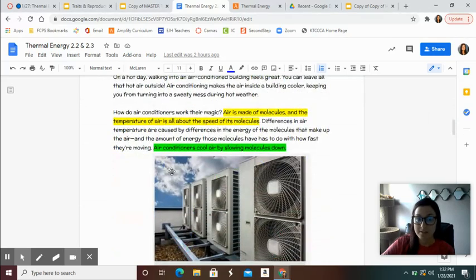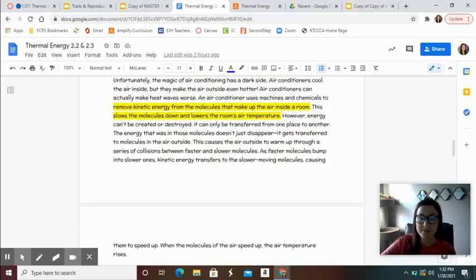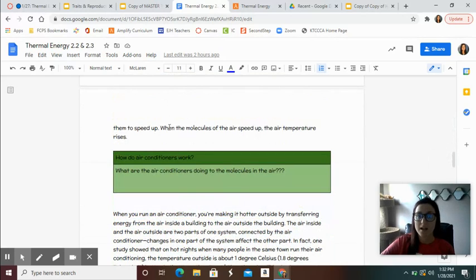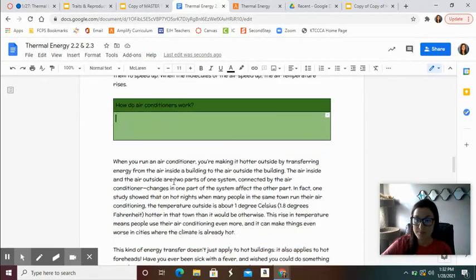Then we read this article, and you can see I was highlighting it with one of my other classes. I'm going to erase this out of here, but this article had to do with air conditioners and how they work. Obviously that plays into what we're learning about. There is one question in the middle of the article about how air conditioners work.